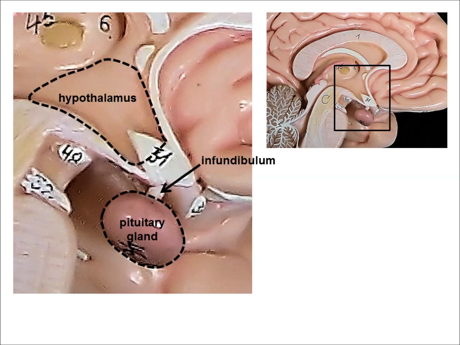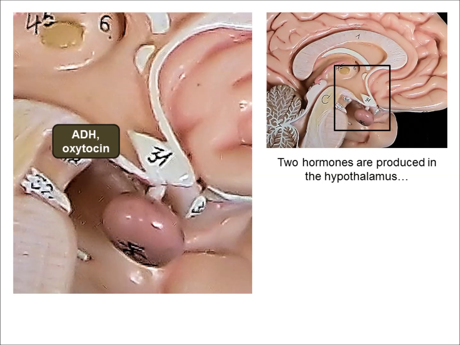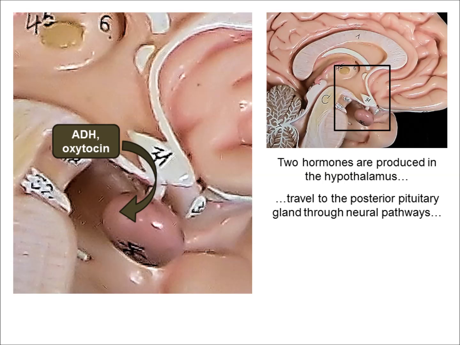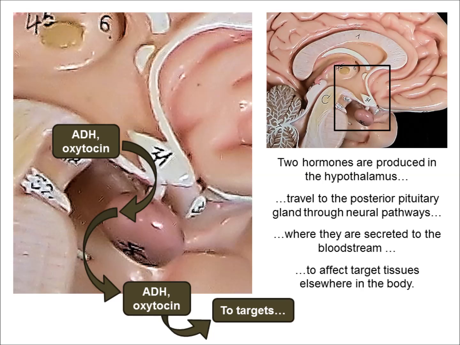with the hypothalamus. So if we focus on the posterior pituitary first, the hypothalamus produces a pair of hormones, ADH and oxytocin, which are transferred through neural connections in the infundibulum into cells of the posterior pituitary gland, where they are stored and then secreted to go on to other targets elsewhere in the body. So the basic relationship between the hypothalamus and the posterior pituitary gland is one of hypothalamus produces hormones, which are stored and secreted by the posterior pituitary.